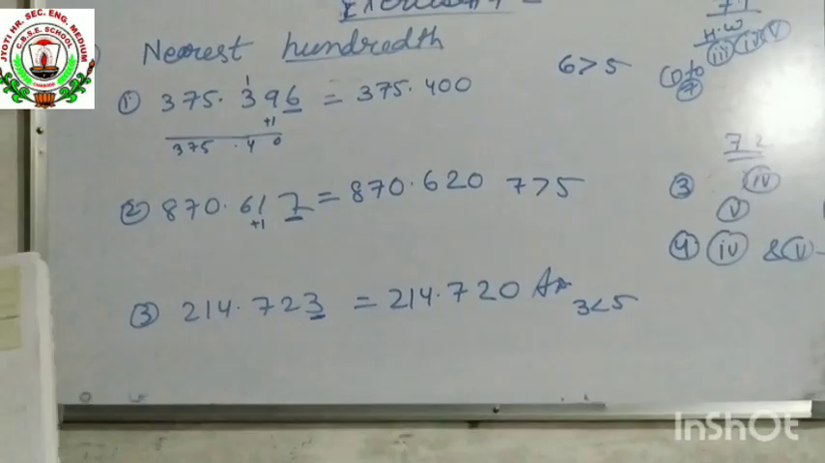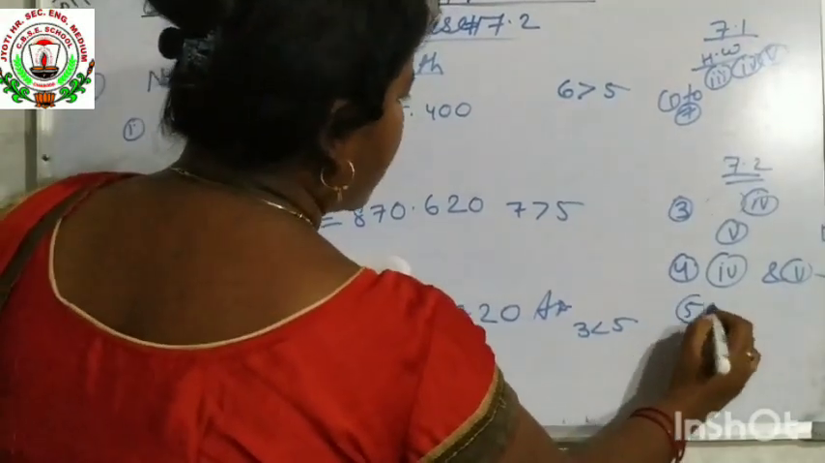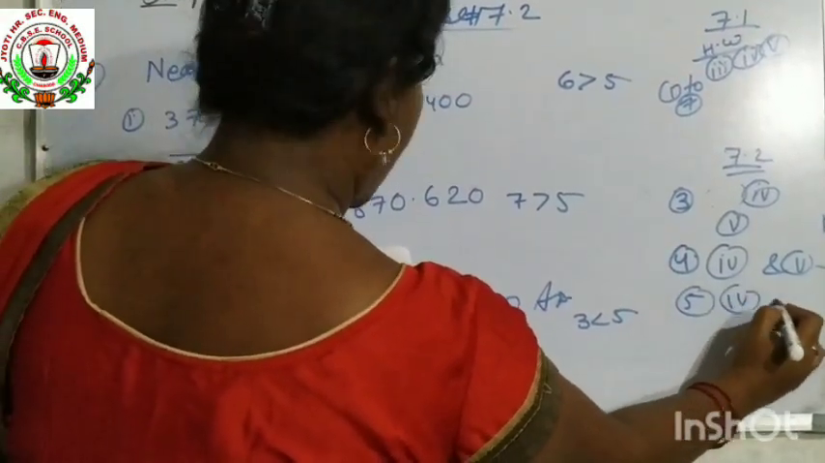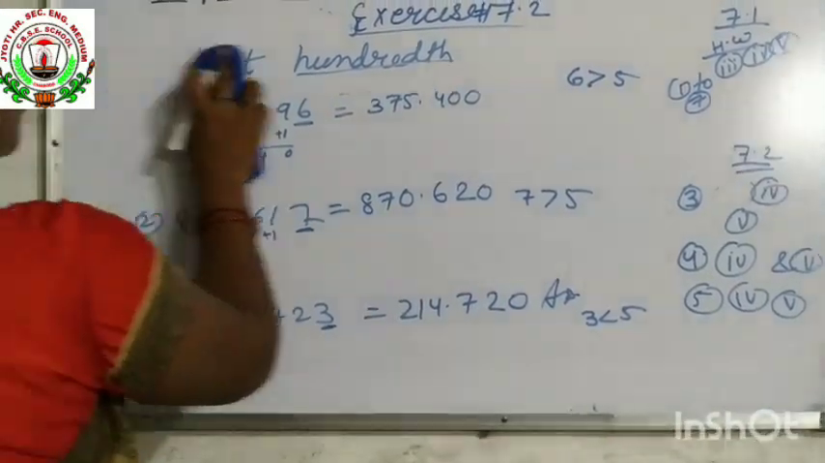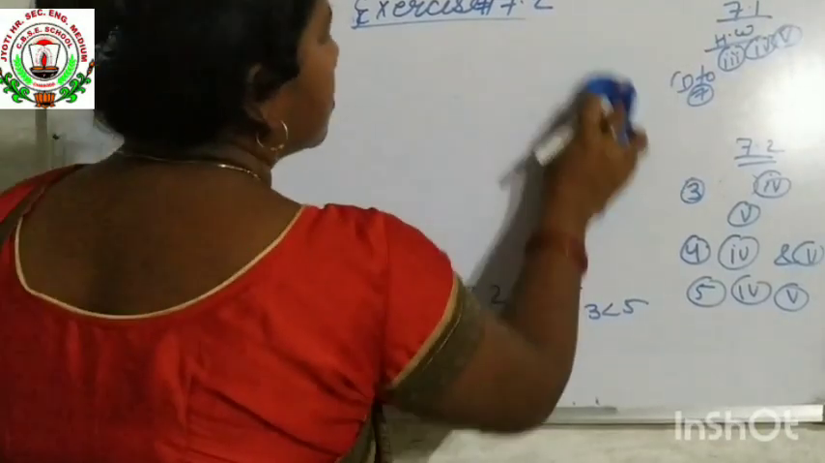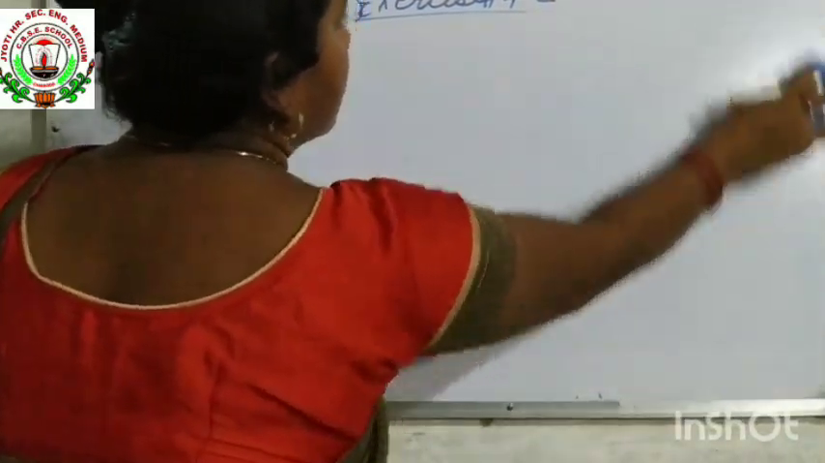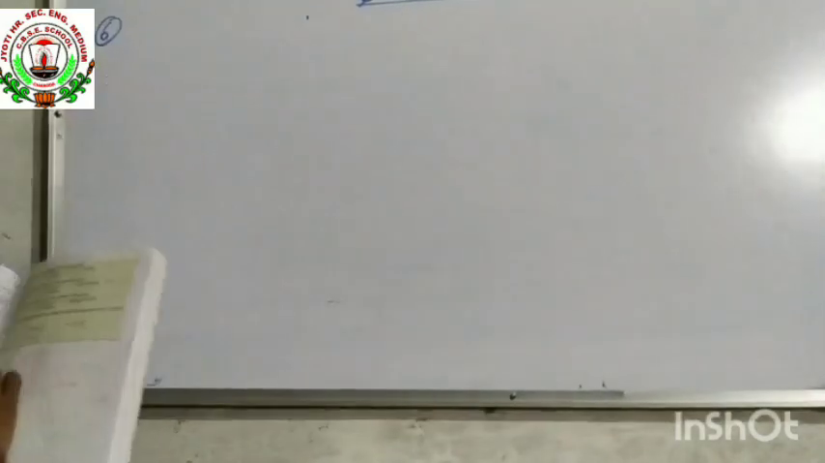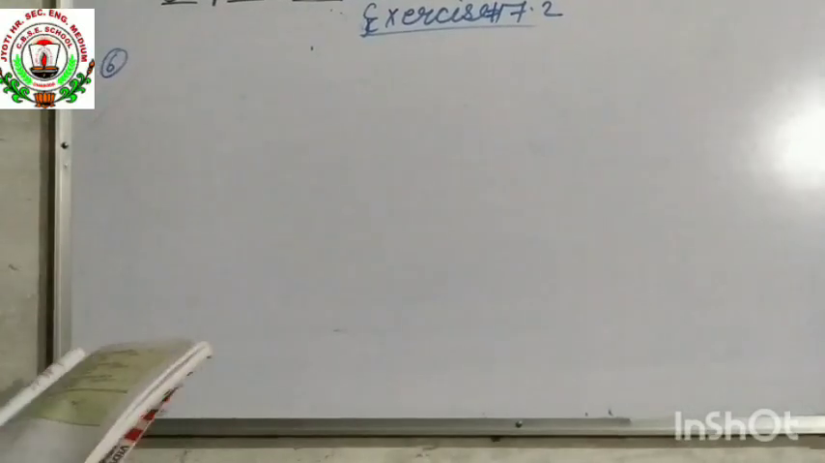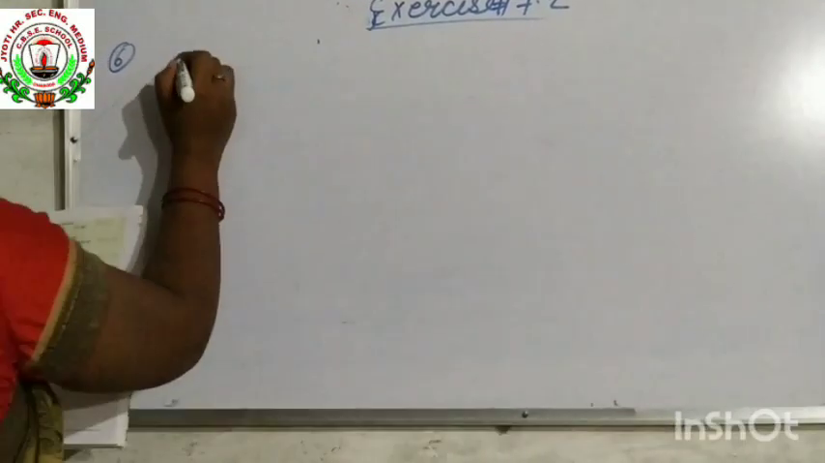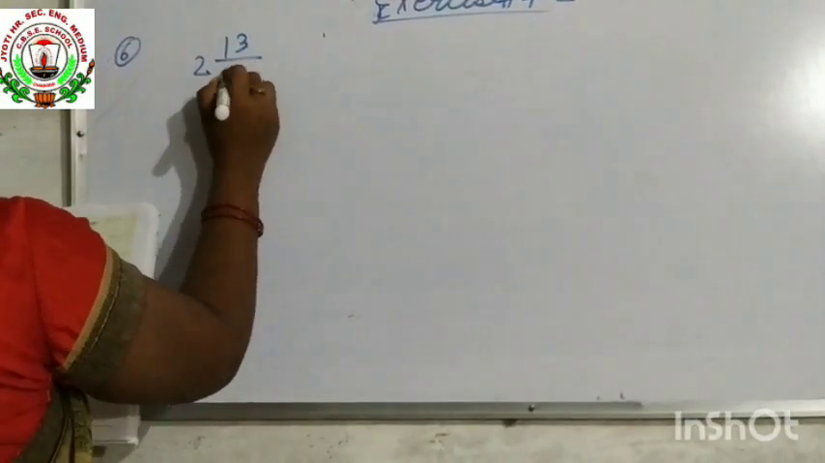So we have completed 5. You will try to do in 5. That is your question number 4 and 5. Now last question we will see. That is question number 6. In question number 6, express the following fraction as decimal fraction correct up to 3 places of decimal.